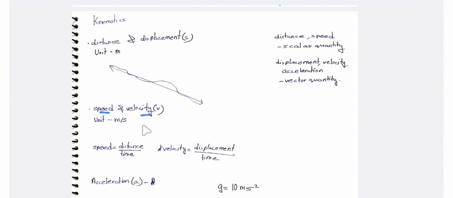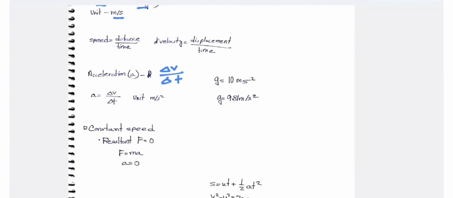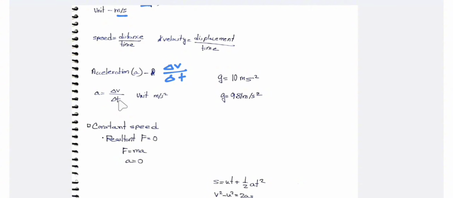Now speed and velocity. Speed is equal to distance by time, and velocity is equal to displacement by time. Speed and velocity have a unit of meter per second. Acceleration is equal to change in velocity by change in time. Distance and speed are scalar quantities, that means they have magnitude only, while displacement and velocity are vector quantities, that means they have both magnitude and direction. Displacement, velocity, and acceleration are vector quantities. Acceleration's unit is meter per second squared.